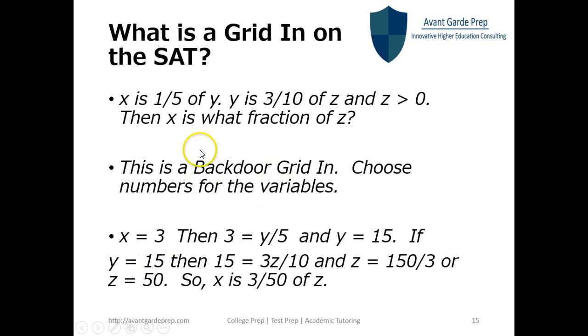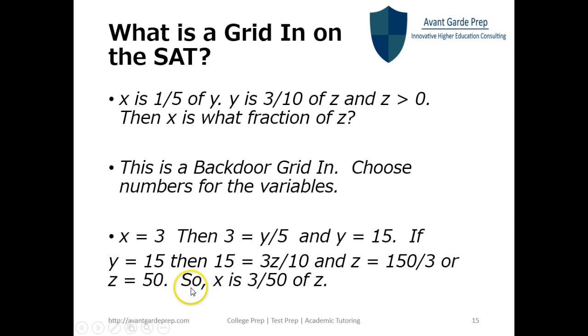We can choose our numbers then. Choose x to be 3. So if x is 3, x is 1/5 of y. So we know that y is then 15, because 3 is y divided by 5, or y is 15. We then move on to our next variable. If y is 15, then it says that y, or 15, is 3/10 of z. So we can find z by multiplying 150 divided by 3, or z is 50.